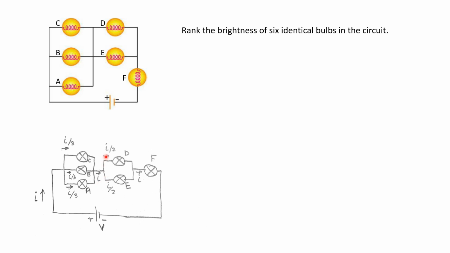And then this current has to split. Since the resistance is equal here, it's going to split equally into 2 halves, so I over 2 going through each of the bulbs. At this point, they combine back and go through bulb F. So the current going through bulb F is I, and it goes back into the battery. Now we know the currents going through each of these bulbs, so we are in a position to assess the power or the brightness of these bulbs.